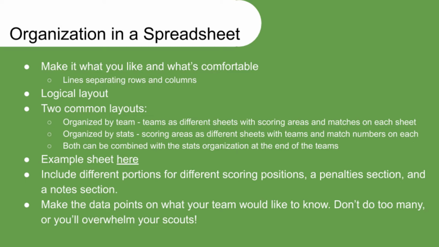And that link right there is an example sheet. So go ahead and open that up. Just take a look at it. Another thing to do is include different portions for different scoring positions, a penalties section, and a notes section. Penalties and notes are super important to remember, as well as some maybe subjective values that are based on the scout's discretion, which you'll see in that sheet.